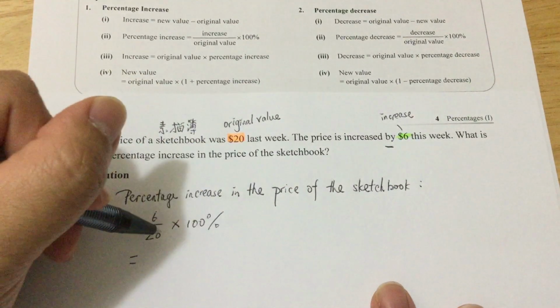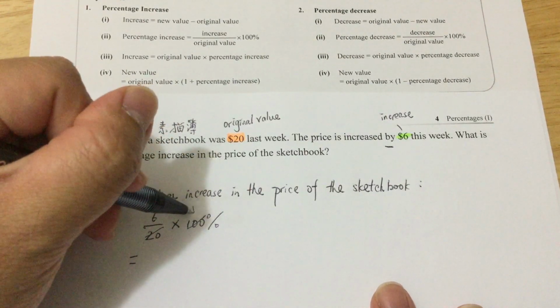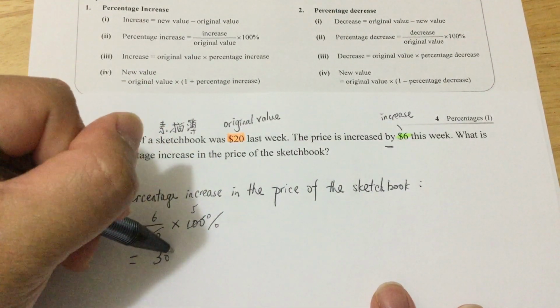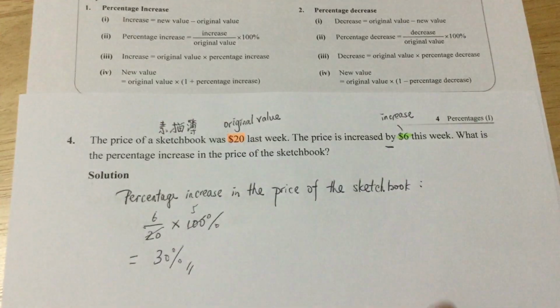Okay, we do the cancellation. 20 and 100, you have 5. The answer is 30%. Okay, the answer for percentage increase is 30%. So we finish this question easily. What is difficult for you all is that you must distinguish all these numbers: are they original value, increase, new value, etc. So make sure that you know what you are going to do.